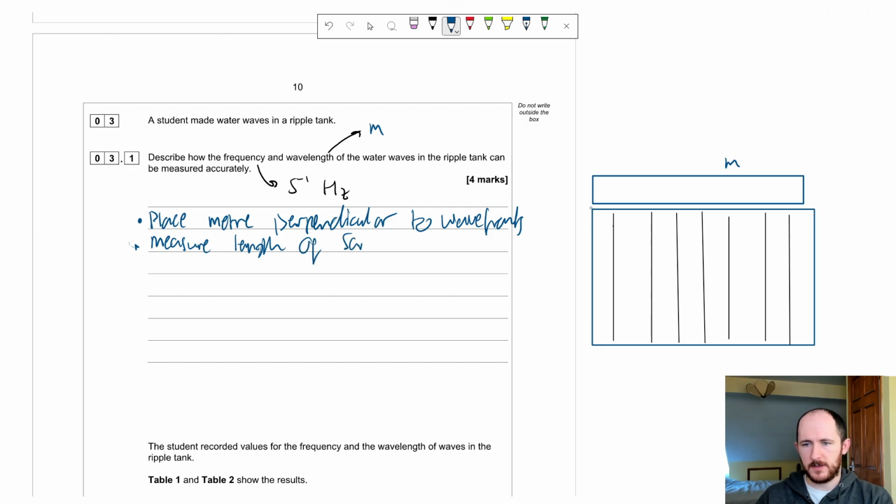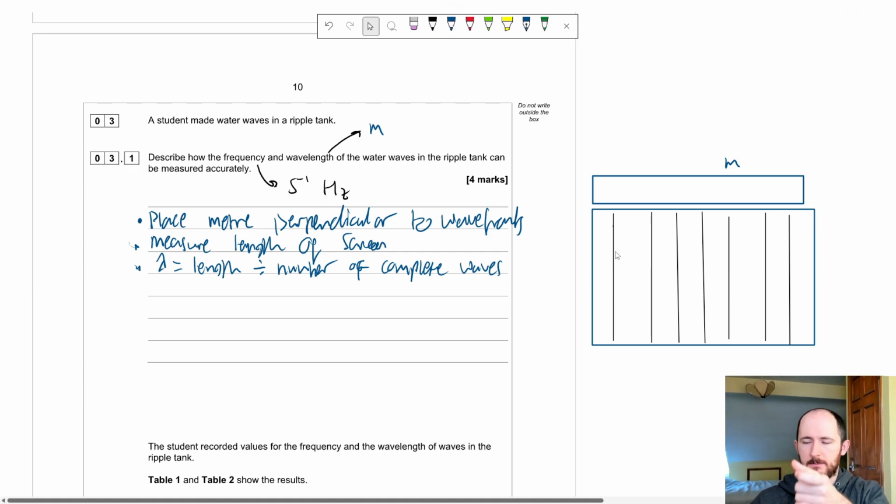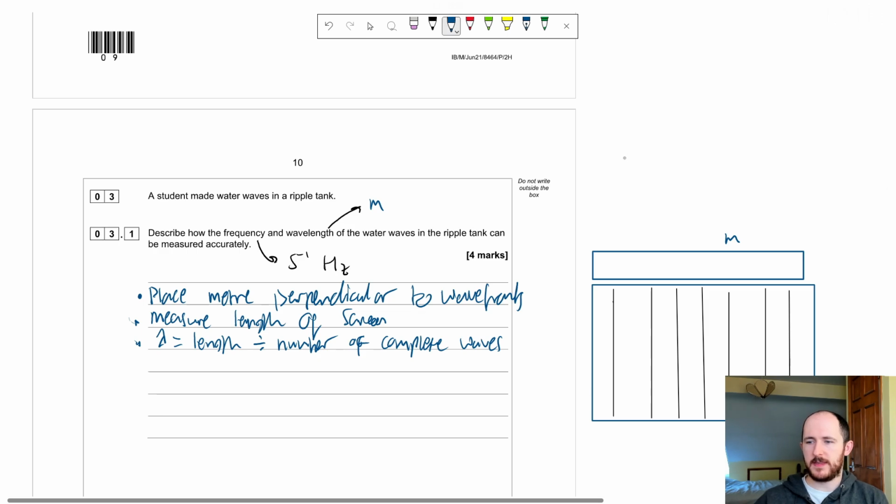All we're going to do is that the wavelength is equal to the length of the screen divided by the number of complete waves. Now I'm going to explain this to you. What we have here, the black lines are the peaks, and the reason for this is if I show you what this looks like from the side, it'd be something like this. So I'm going to try and match it up as best I can.